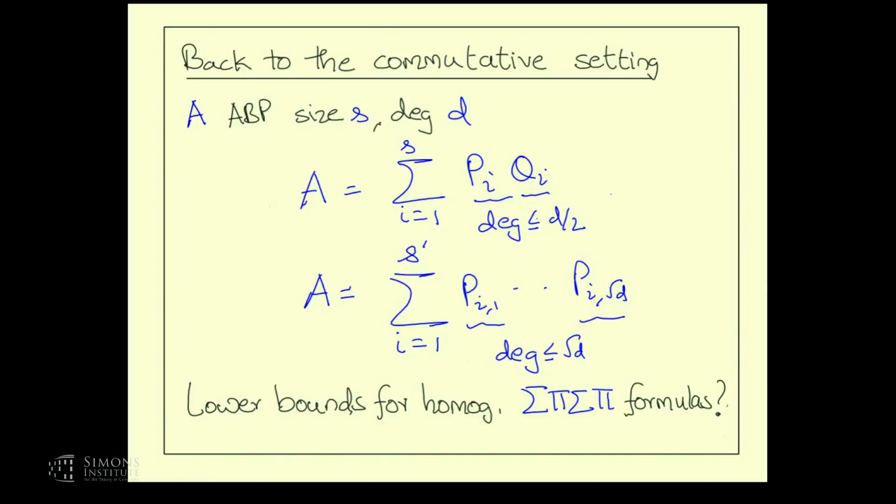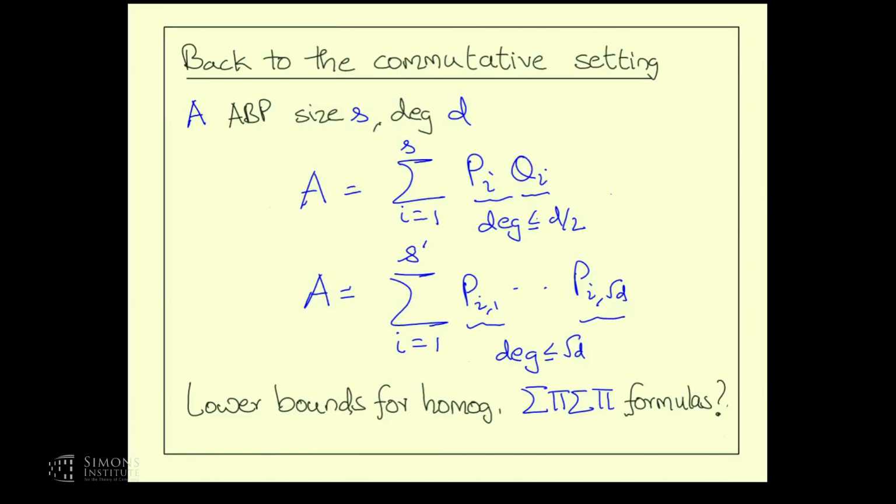Okay, so we don't know how to use the basic identity to prove lower bounds. Can we use the slightly souped up version of the basic identity to prove lower bounds? Can we prove lower bounds for these kinds of formulas? And in particular, can we prove strong enough lower bounds that will allow us to infer lower bounds on general ABPs? And so this is what's going to motivate what I'll talk about next.